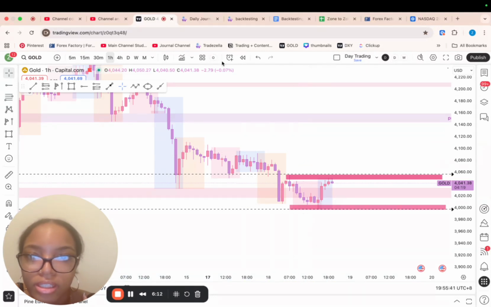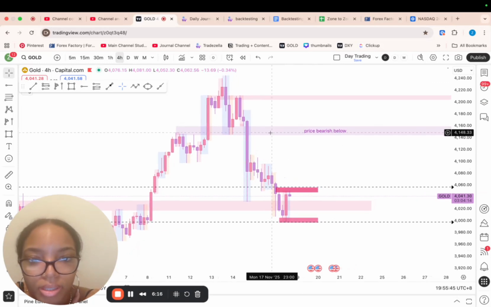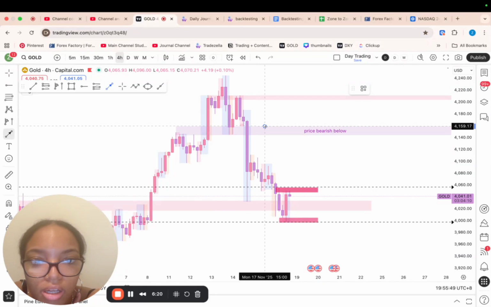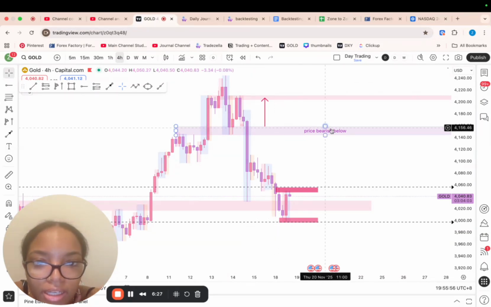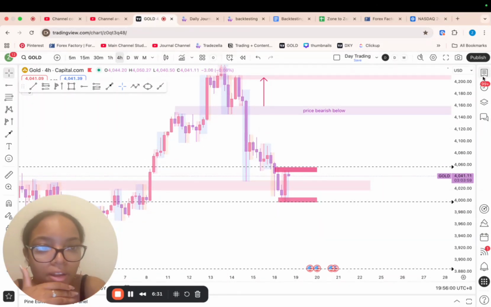So yeah, I'm going to delete all of this. I'm just going to keep the most important areas, which I'm going to say is here, because we can see that previously we have had a nice bullish push once price gets above this level. So even when we are looking at taking buys, could potentially look at taking them within this area. But yeah, that's my idea for gold. I'm actually pretty proud of the way I analyzed that.